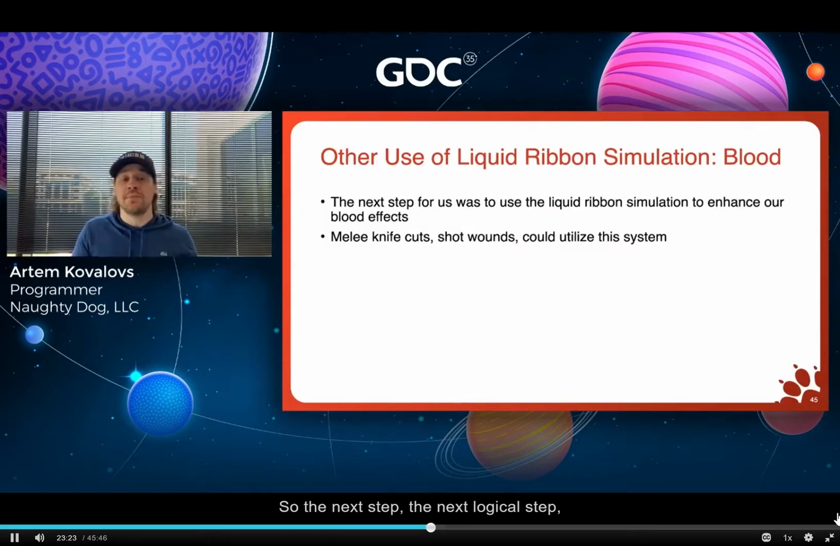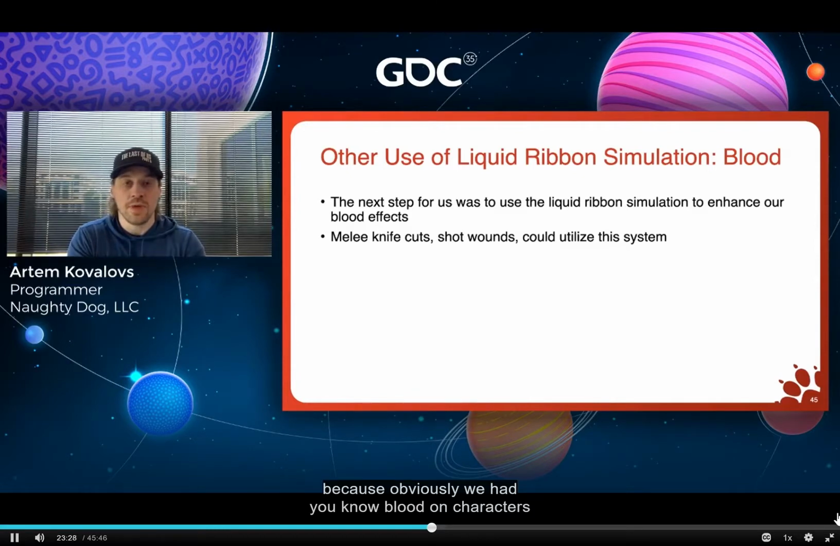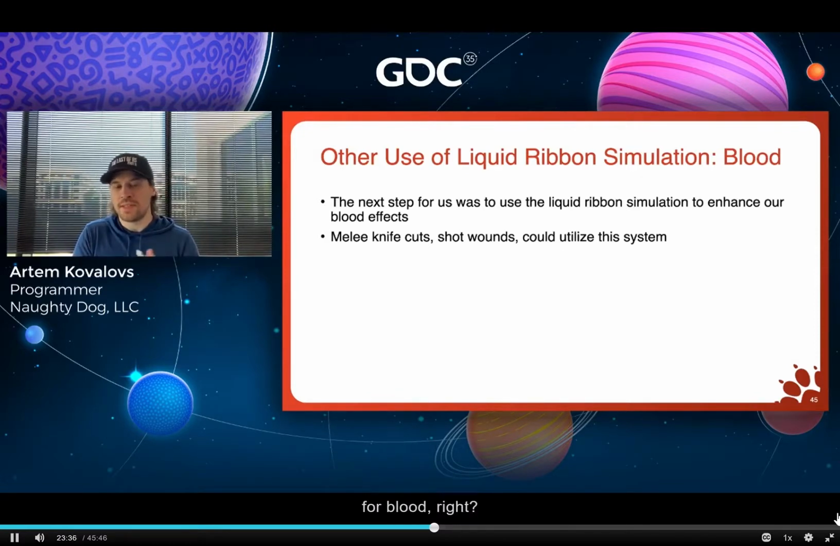So the next logical step, because obviously we had blood on characters in this game, we wanted to use this liquid ribbon simulation for blood, right? That's the next step, to enhance also the melee and cut wounds and shot wounds and things like that. So how can we do that?